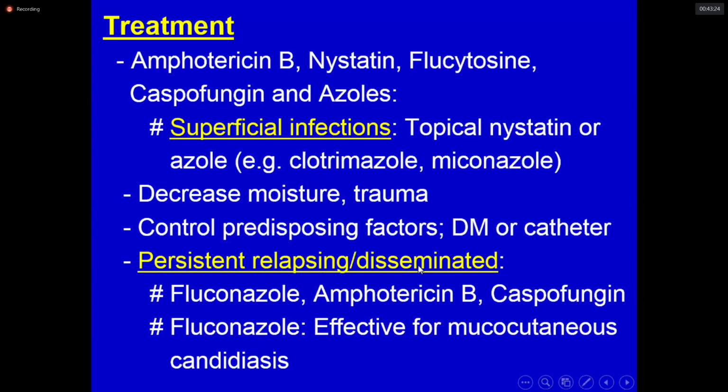Persistent or relapsing or disseminated deep infection: fluconazole, amphotericin B, caspofungin. Fluconazole is effective for mucocutaneous candidiasis, a very effective drug which is used.